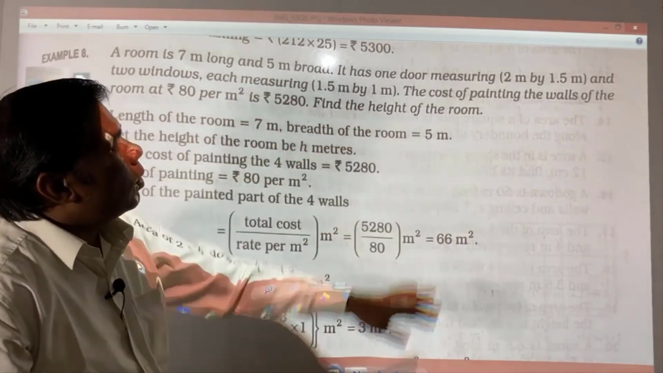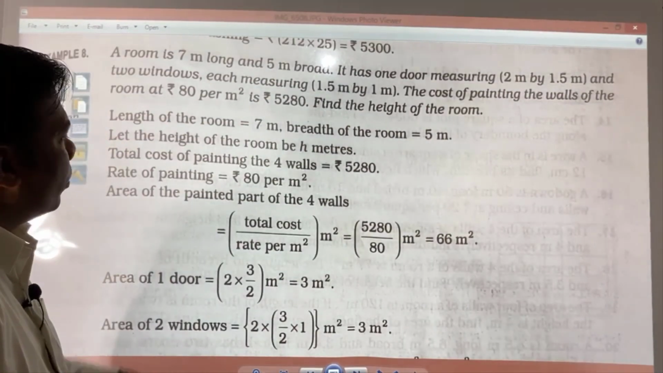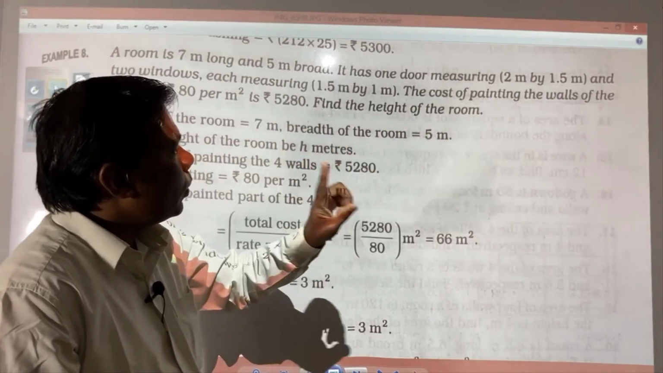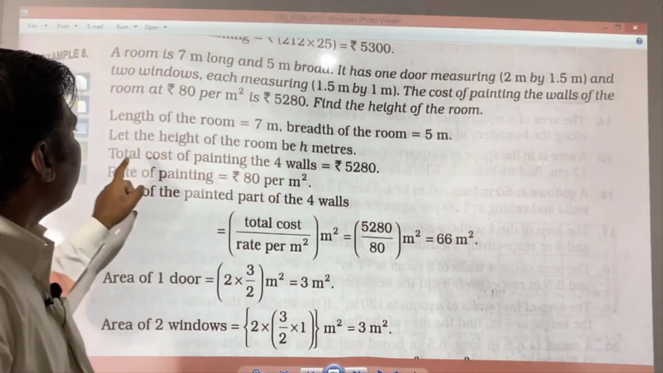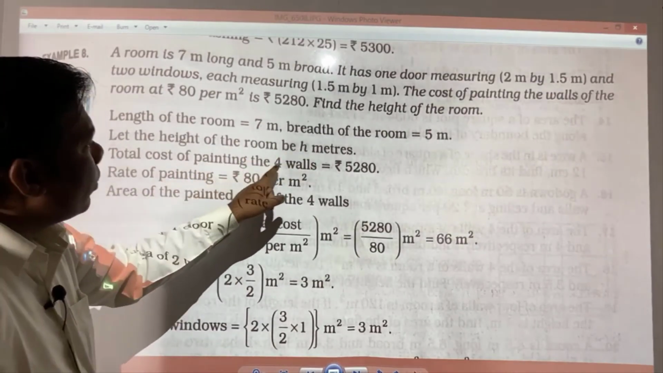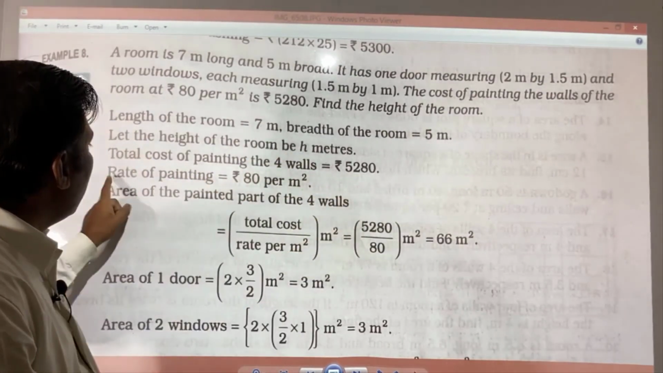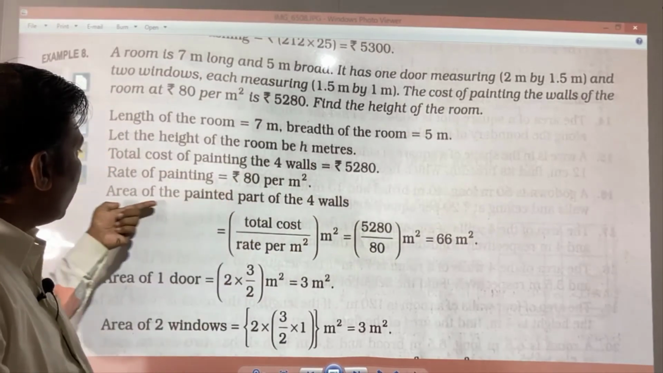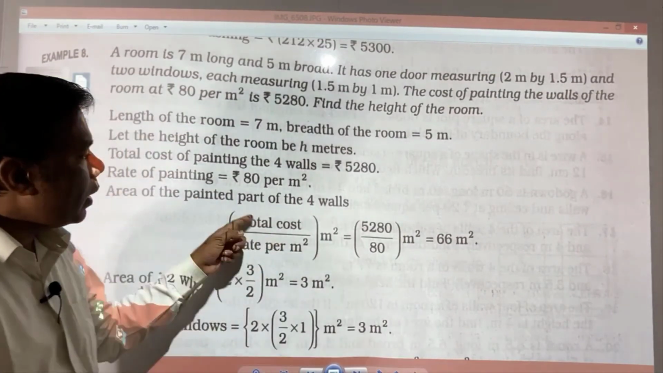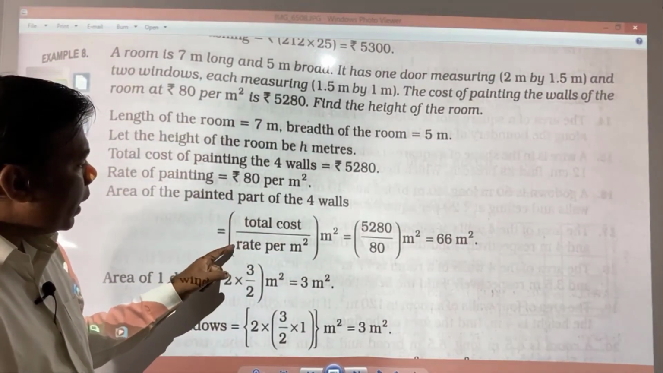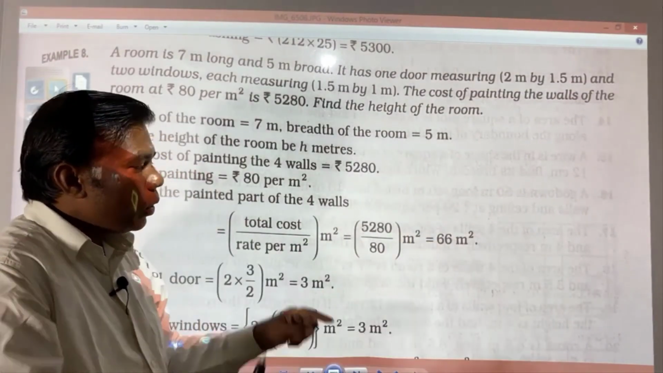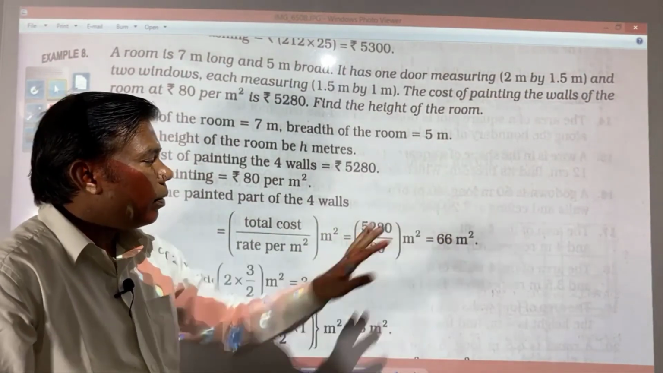Then you need to find out the height of the room. So here you see, length of the room is 7 meter, breadth of the room is 5 meter. You need to find out height. Let the height of the room be h meters. Total cost of painting the 4 walls is 5,280. Rate of painting is 80 rupees. So area of painted part will be total cost by rate per meter square. It means 66 meters square. So this painted part area you have found out.